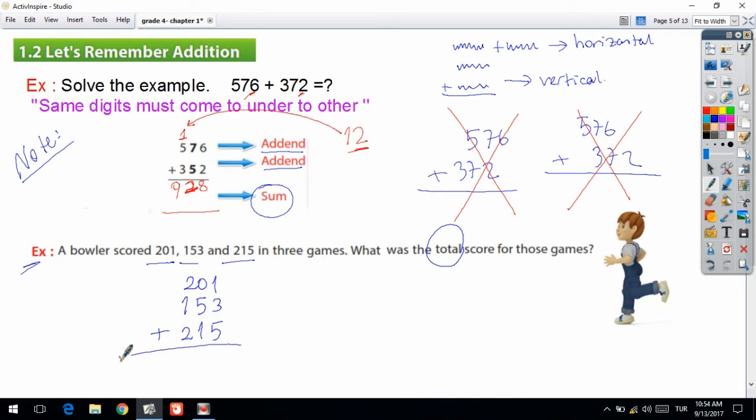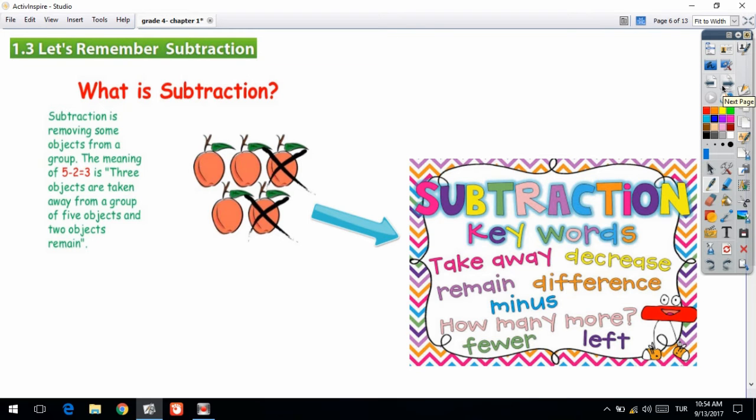1 plus 3, 4. 4 plus 5, 9. 0 plus 5 plus 1, 6. 2 plus 1, 3 plus 2, 5. Your answer is 569. Okay, let's continue. Let's remember subtraction.